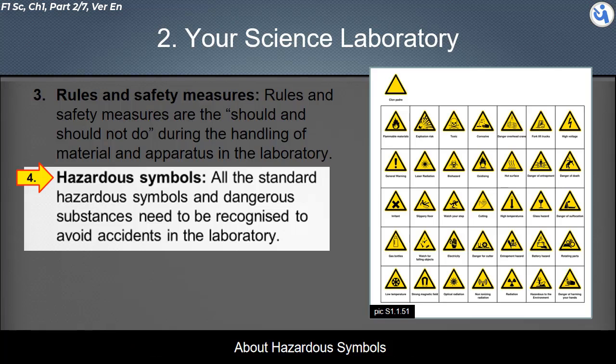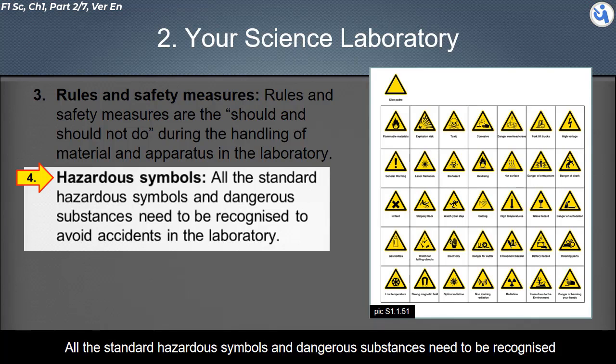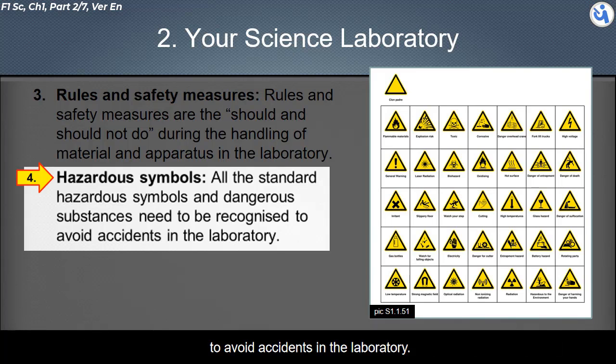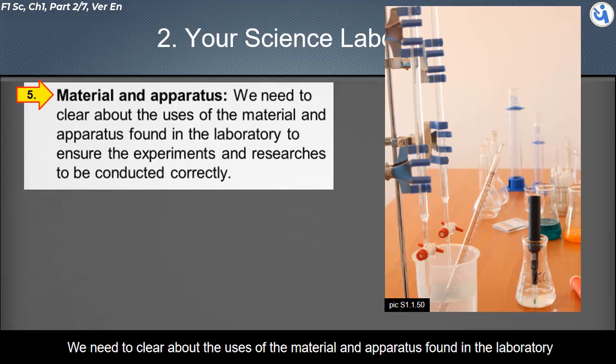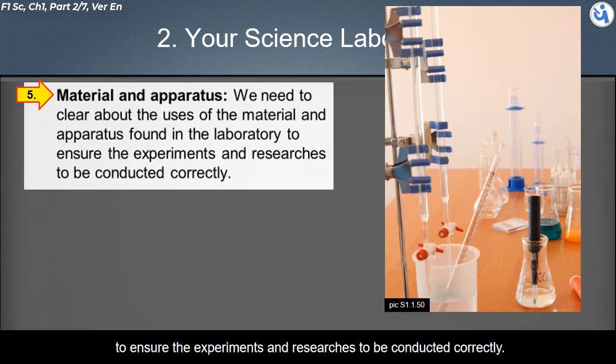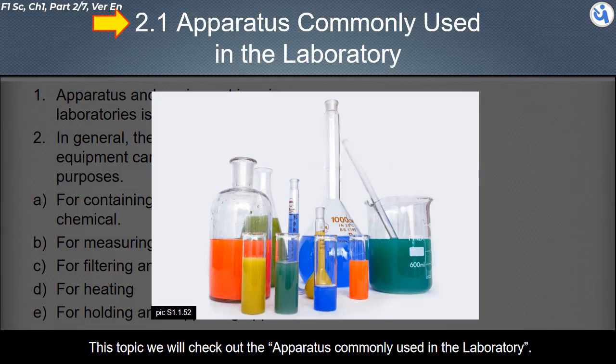laboratory. About hazardous symbols: all the standard hazardous symbols and dangerous substances need to be recognized to avoid accidents in the laboratory. About the material and apparatus: we need to be clear about the uses of the material and apparatus found in the laboratory, so that the experiments and research can be conducted correctly. In this topic, we will check out the apparatus commonly used in the laboratory.